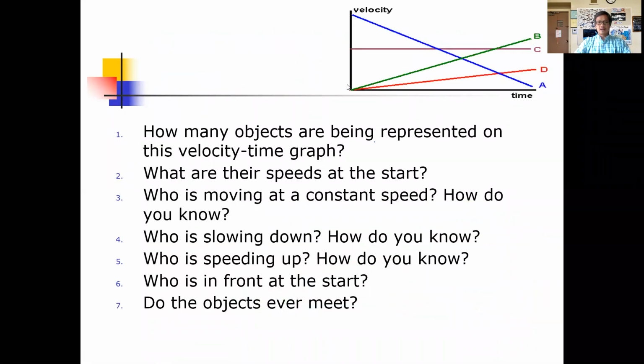I want you to take about 2 or 3 minutes, hopefully a little less, and answer these 7 questions about the graph here. Again, this graph is plotting the motion of 4 different objects. When you get back, we'll talk about these and use them to interpret the graph, and then hopefully you can do fairly well with it. So go ahead, take a couple of minutes to answer these 7 questions.